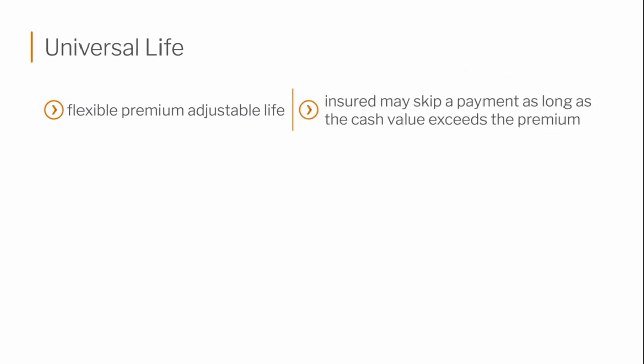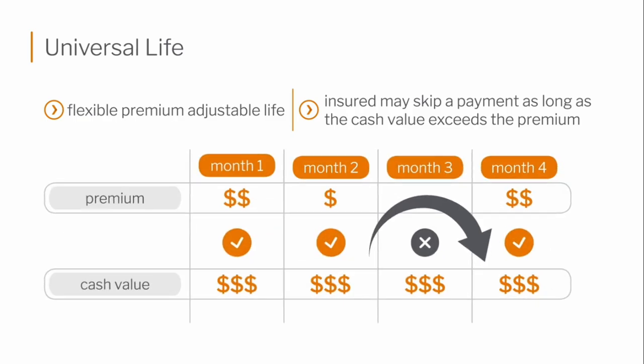A form of universal life is sometimes referred to as flexible premium adjustable life. So the insured can skip a premium payment as long as there's more money in the cash value than what your premium payment is that's due right now. So let's say you have a cash value of $400 and your premium that is due is $100. Well, you've got more money than the premium amount, so you could literally say, I'm not going to physically write a check and hand it to the insurance company. I want you to just take my premium payment out of my cash value.